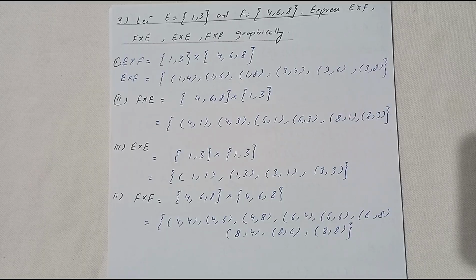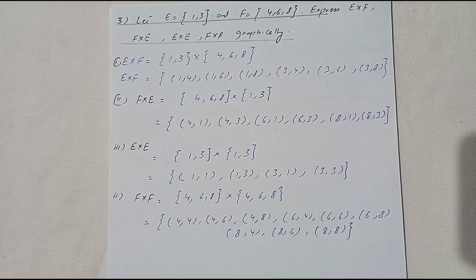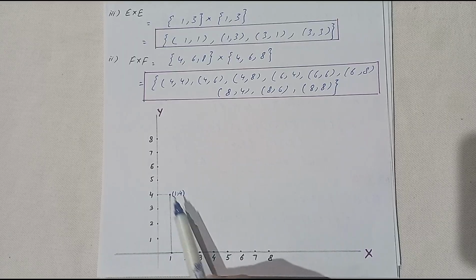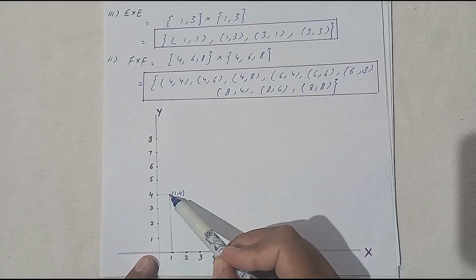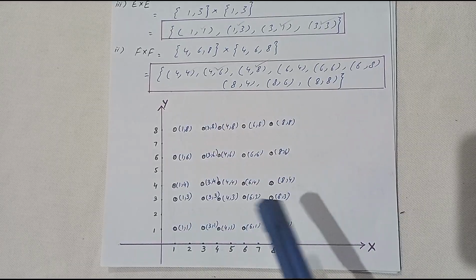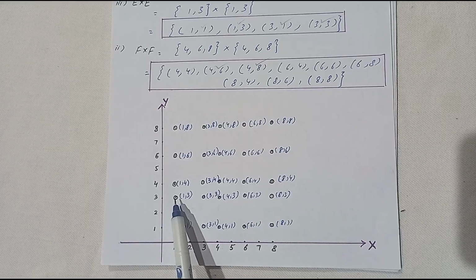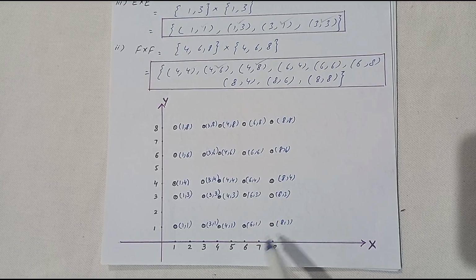Now we represent all the ordered pairs of these cross products on a graph. So here we first plot the ordered pair 1, 4. Here 1 is on the x-axis and 4 is on the y-axis. So combining these with scale we get the point, which is 1, 4. Similarly we plot all the ordered pairs on the graph. So this is the final representation of all the ordered pairs in the graph. The black points represent the plotting of the corresponding ordered pairs in graph X and Y.